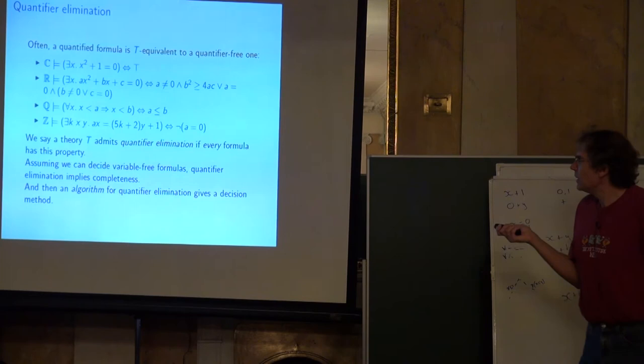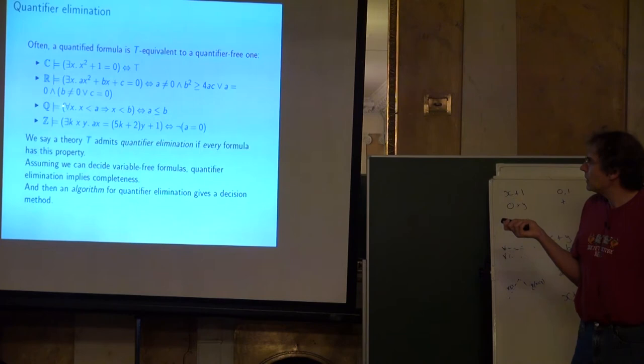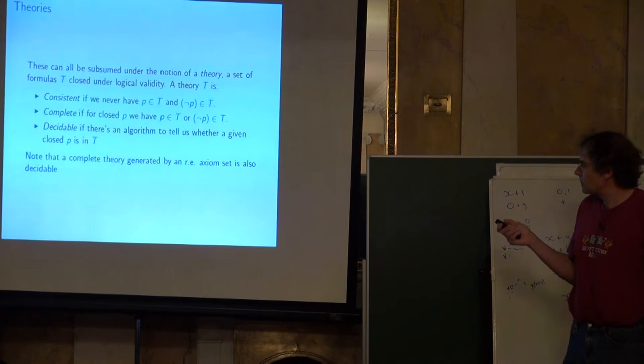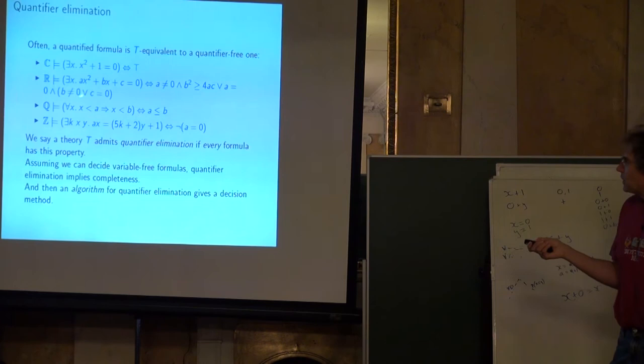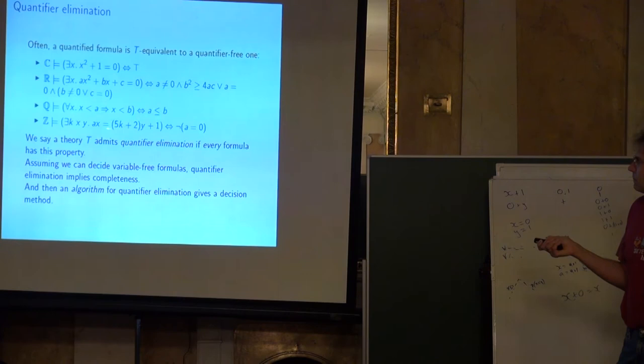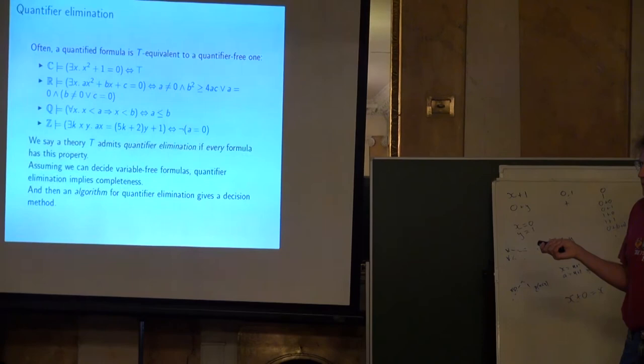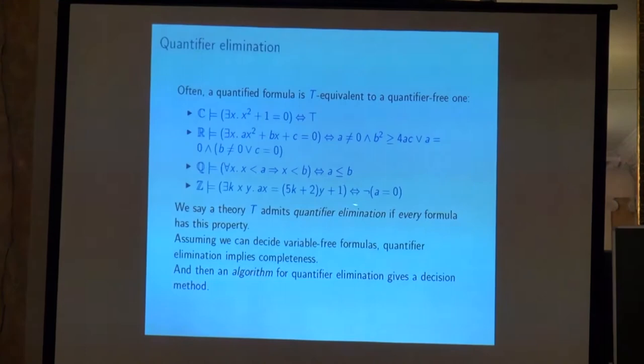Over the theory of the rational numbers, the formula "for all x, x is less than a implies x is less than b" is actually logically equivalent to just a is less than or equal to b. Somewhat less obvious is that over the integers, this complicated formula is true if and only if a is non-zero. Maybe that's slightly interesting because it gives a simple Diophantine representation of negated equality, which otherwise requires a bit of thinking.